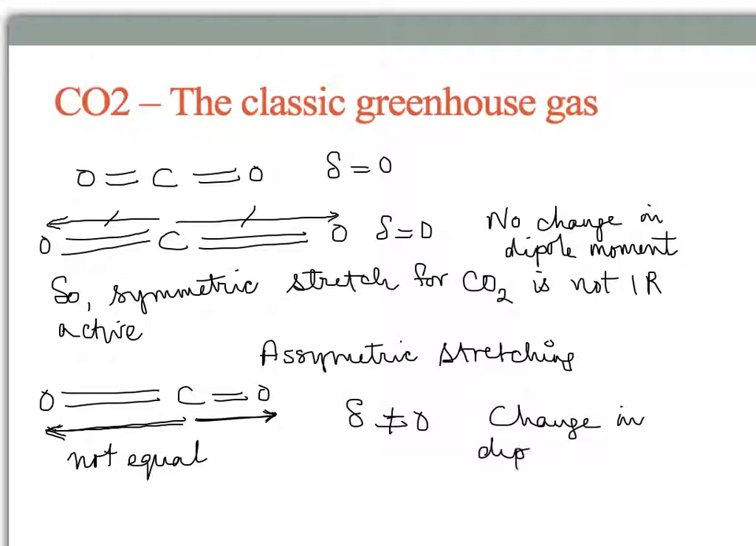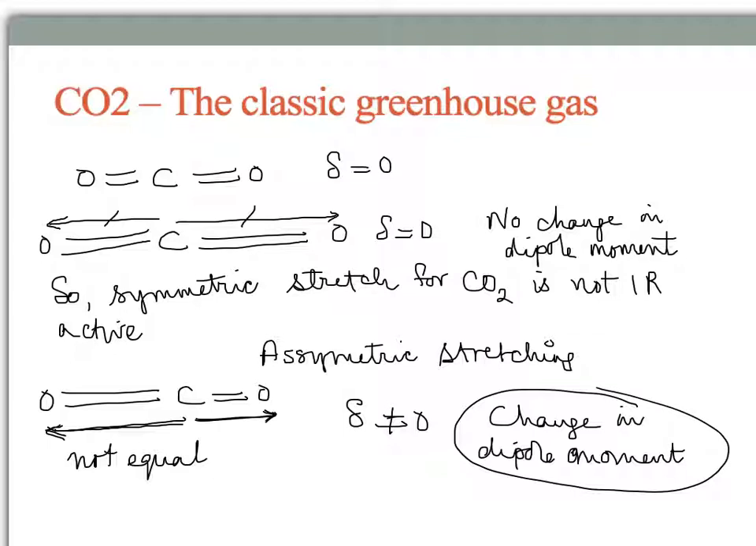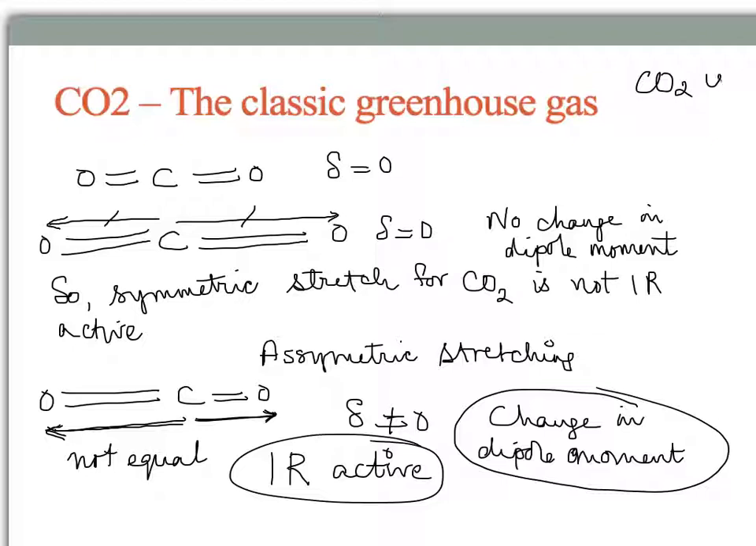If there is a change in dipole moment during a stretching or bending event, then this mode is IR active. So carbon dioxide, the asymmetric stretch is IR active. Therefore, carbon dioxide is an IR active molecule. It is what we call a greenhouse gas. An IR active molecule is a greenhouse gas.